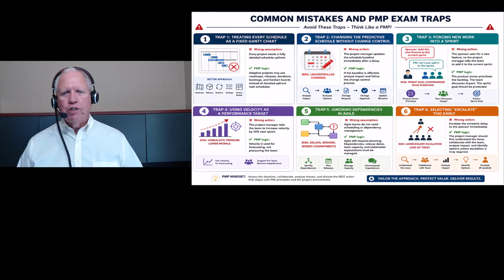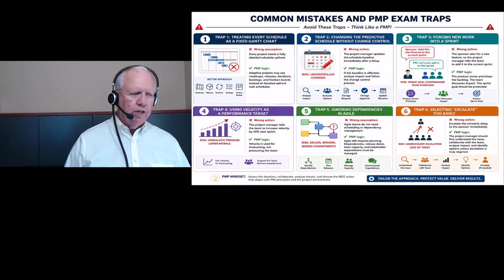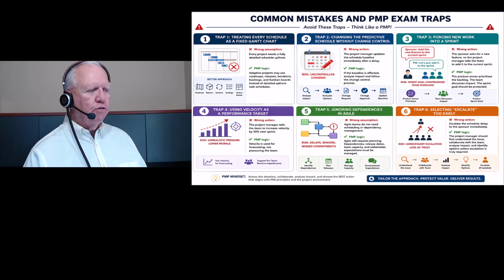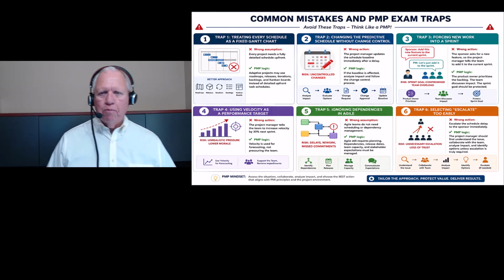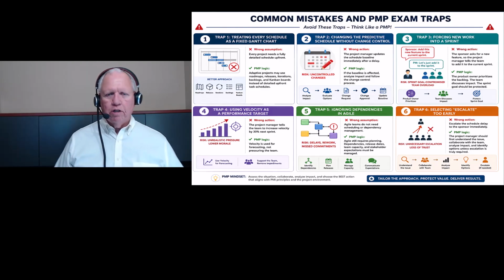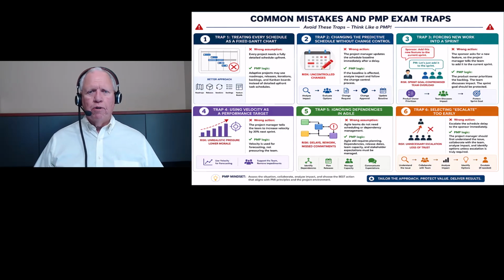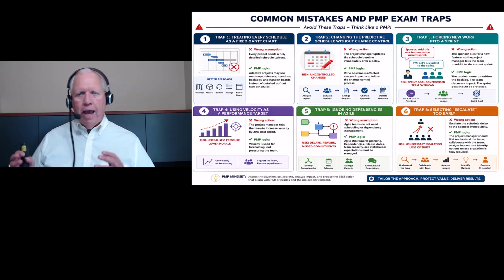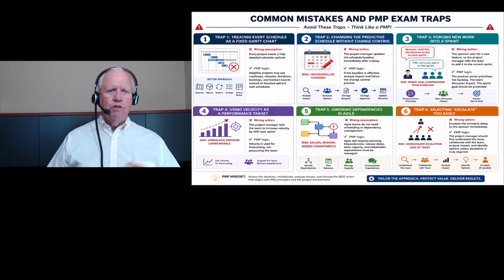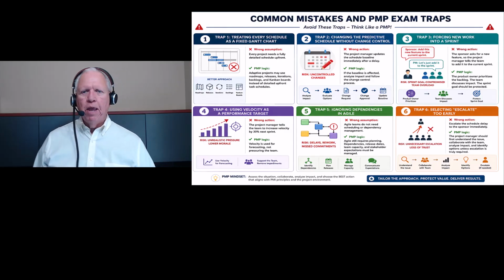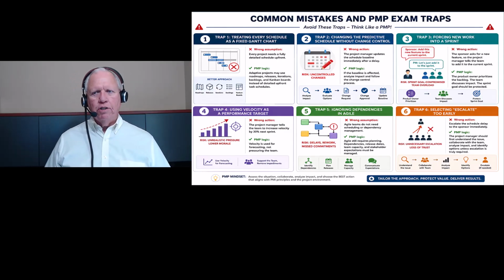Second, trap number 2, changing the predictive schedule without change control. All predictive schedules that you see talked about on your test are going to have change control. It is a command and control process. It must have change control. Agile, no, it does not, because you've got the customer embedded in the team. Hybrid, it depends on the hybrid question.